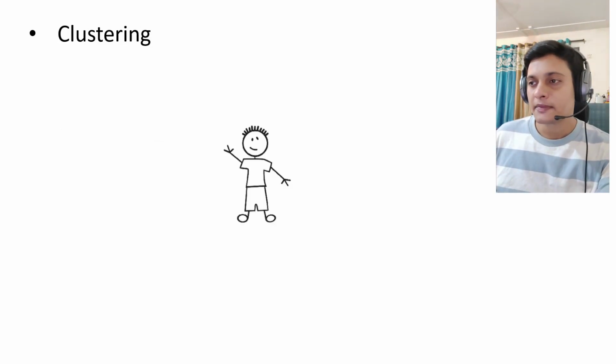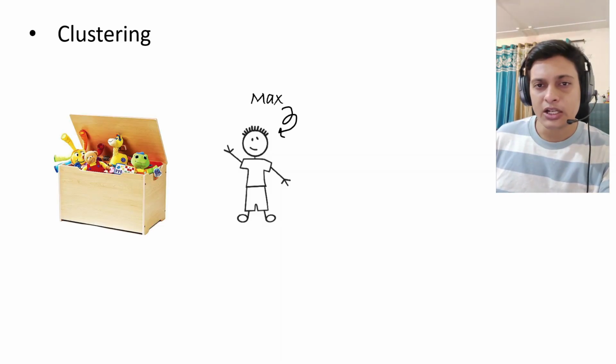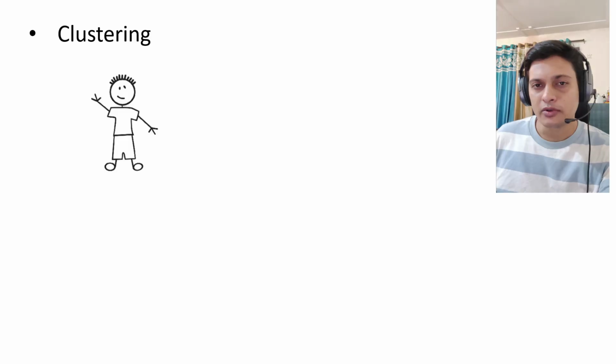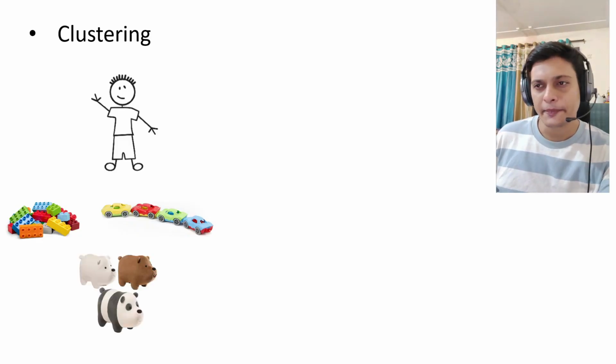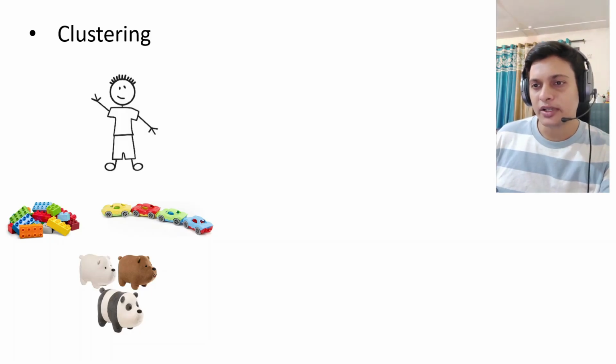In clustering, here we have our Max, and we gave a toy box to Max, and we didn't say anything to Max about what to do with this toy box. After 1 hour, when we go back to Max, we see that Max sorted most of the toys into their categories. Max was a kid, and Max just pulled out all the toys from the box, and was able to segregate these toys into categories just by looking at them.